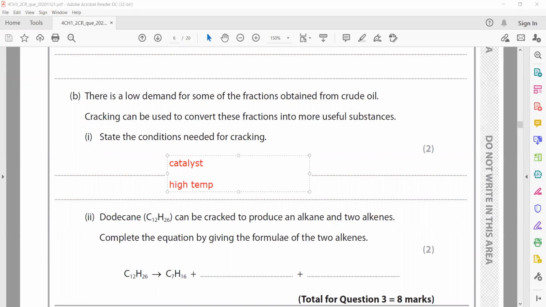The catalyst normally which we use for cracking is alumina, and the temperature is around 600 to 700.